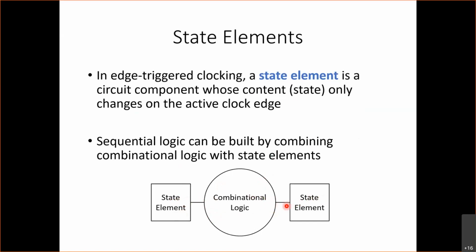And then once the active edge occurs, that result will be stored inside of the state element. And most likely some other value will be stored inside of this state element. And then on the next clock cycle, this combinational logic will start computing on the new value. And then something else later on will start computing on the new value in this state element. Okay, I'll show you an example.